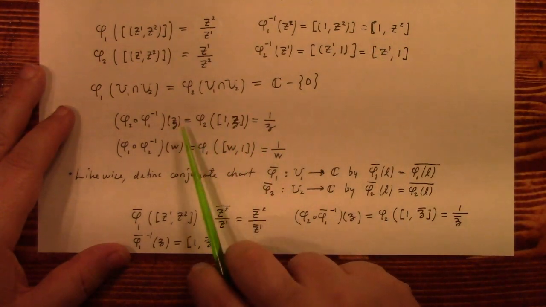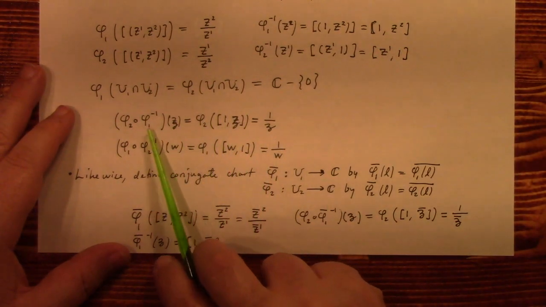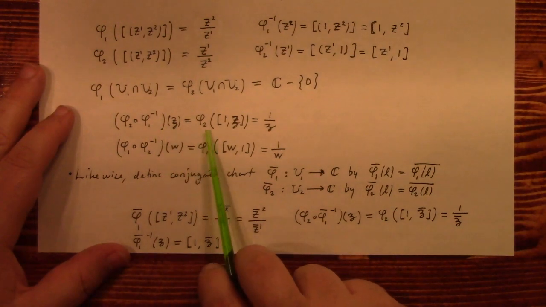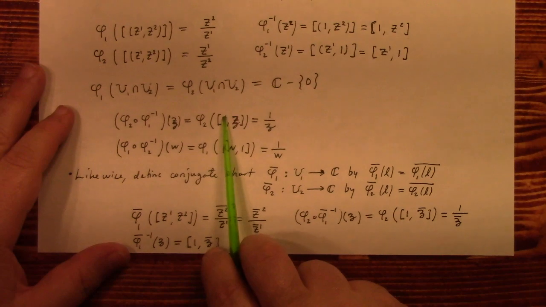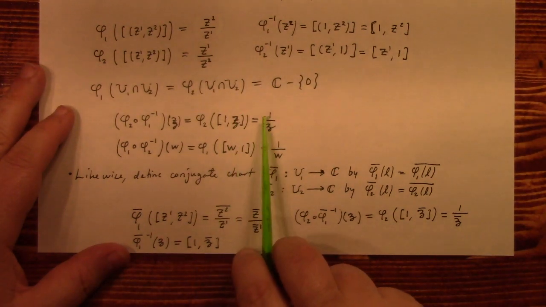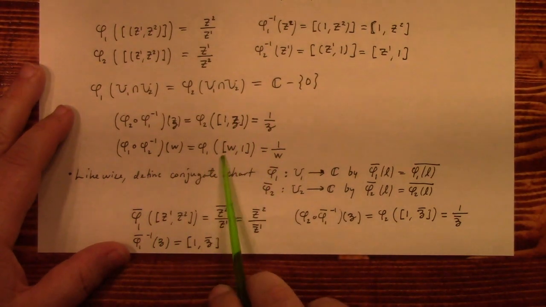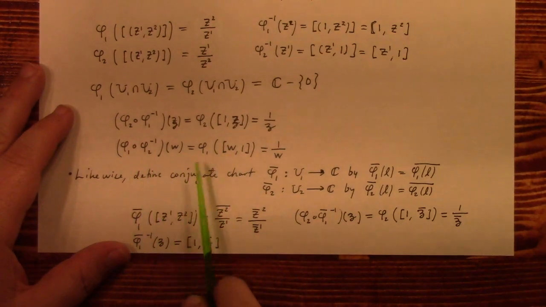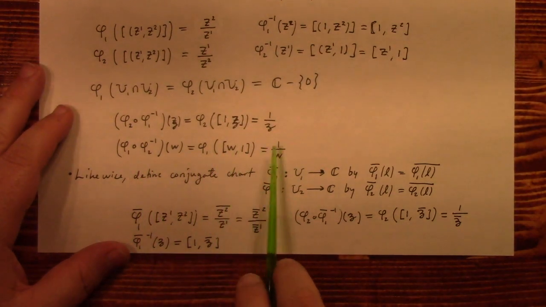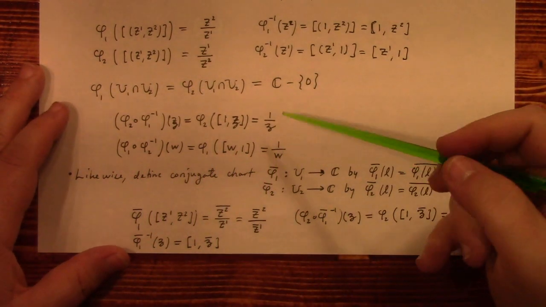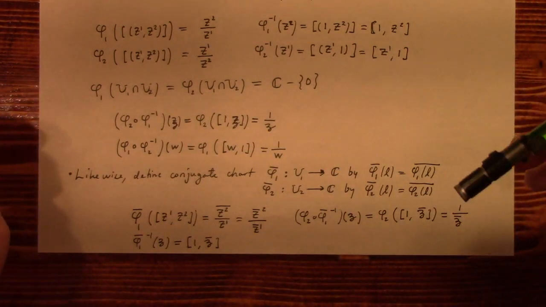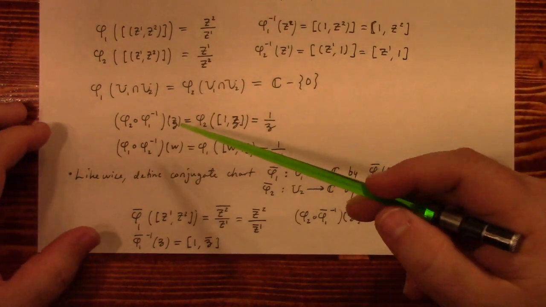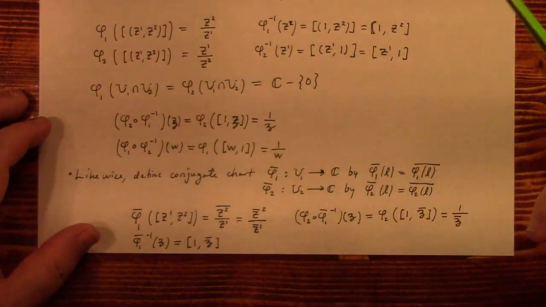But this is for z, a non-zero complex number. So the inverse maps me to 1, z, and then phi2 says you take the quotient of this by that, which gives you 1 over z. Now this one says you put w, 1, and then phi1 says you take the quotient of that by that, which gives you 1 over w. So the transition functions for this atlas are indeed what they should be. They're a smooth assignment of z to 1 over z or w to 1 over w.